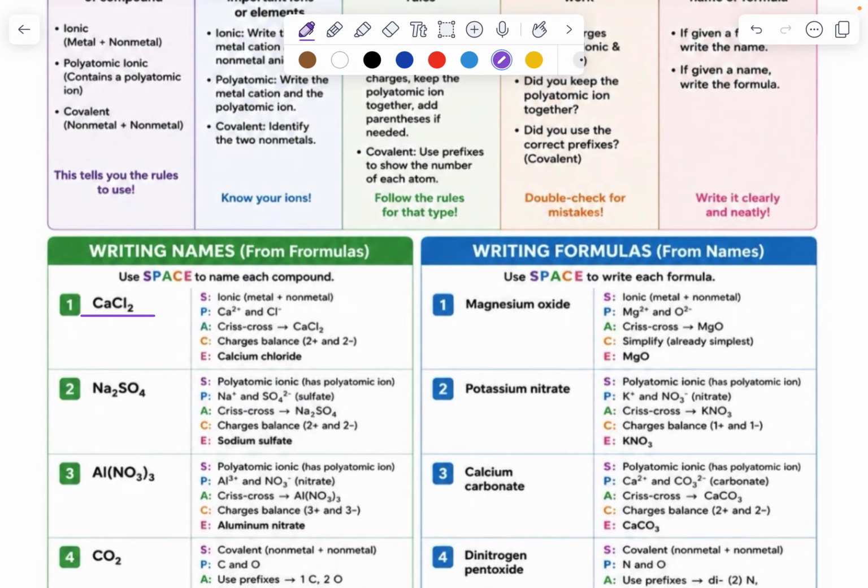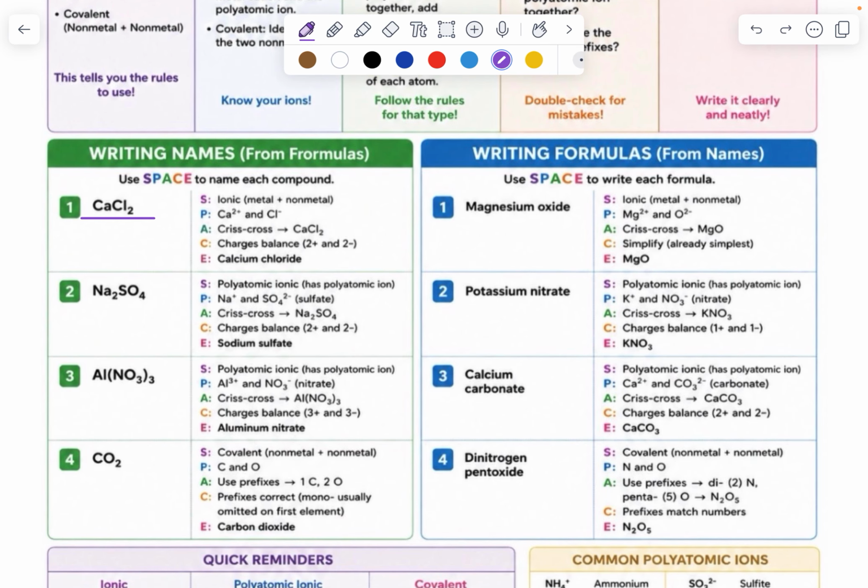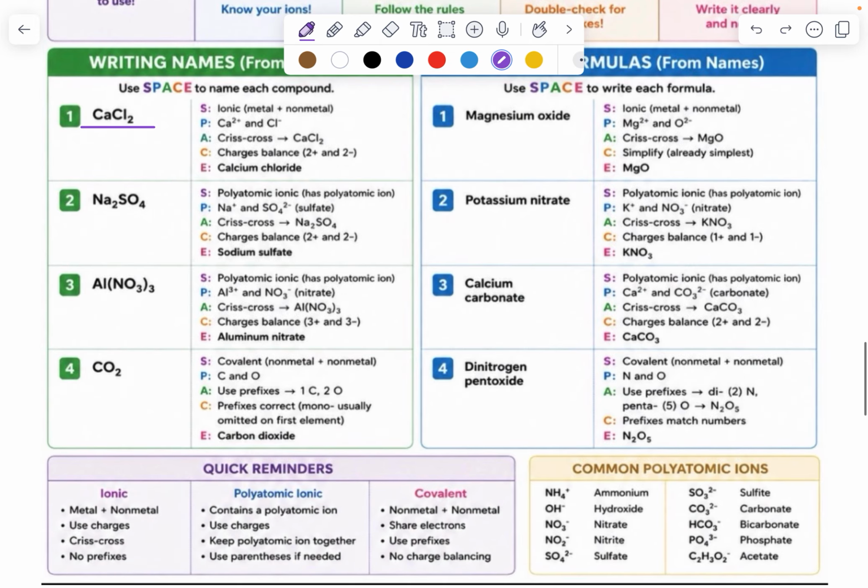And for naming ionic compounds, it's pretty straightforward. You have calcium, and then for our non-metal, you end with an "ide." So instead of chlorine, you're going to do chloride, okay? And if you're using another example over here, if you have a polyatomic ion, you're just going to state whatever the polyatomic ion is.